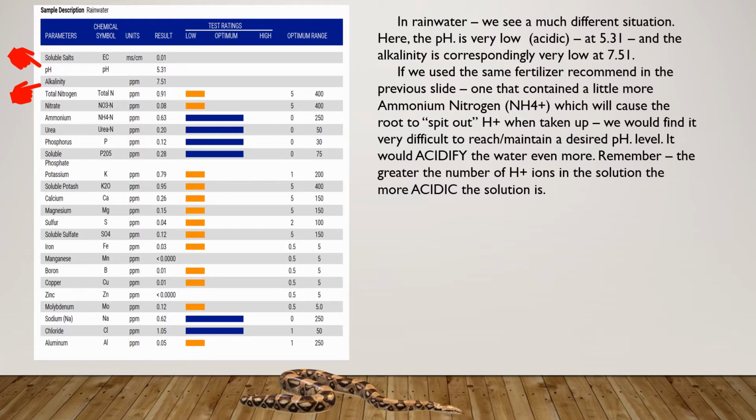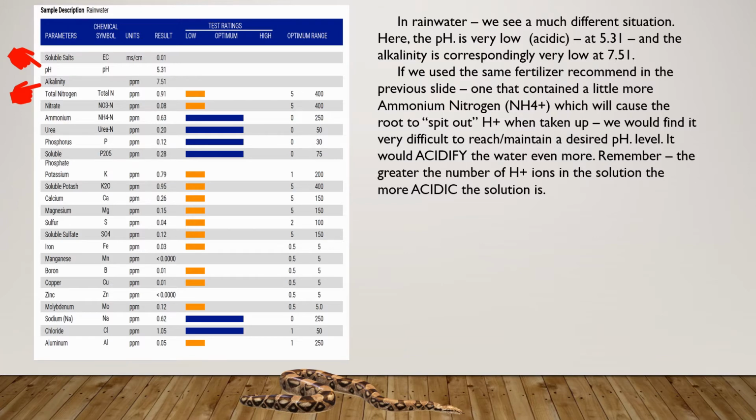If we used that same ammonium nitrate in this rainwater and had the corresponding spitting out of the hydrogen ions, which would increase the hydrogen ion concentration in the solution around the roots and the grow medium, we would exacerbate the low pH and actually cause that pH to drop even further.